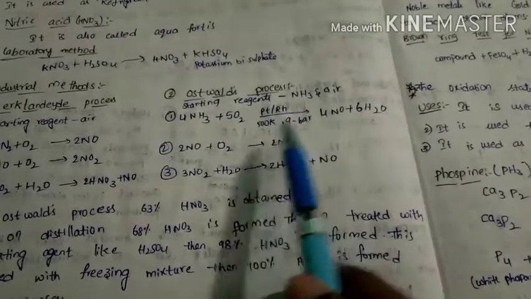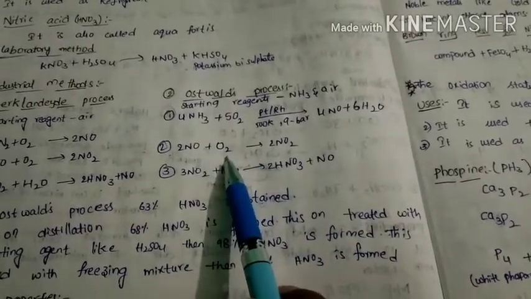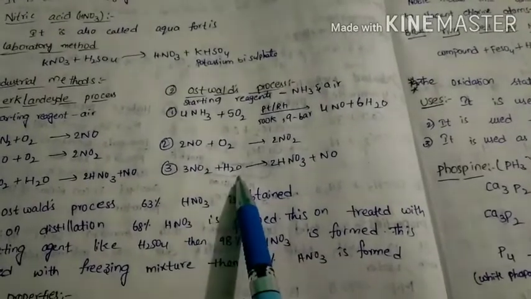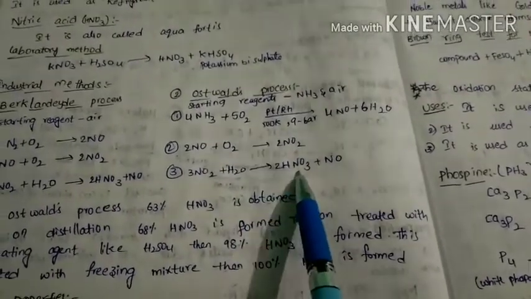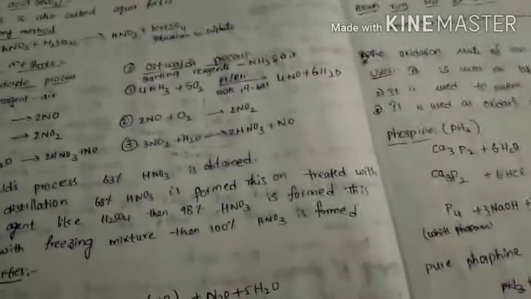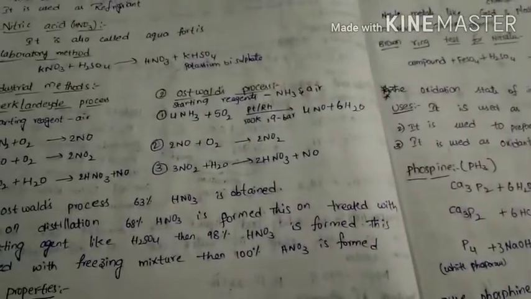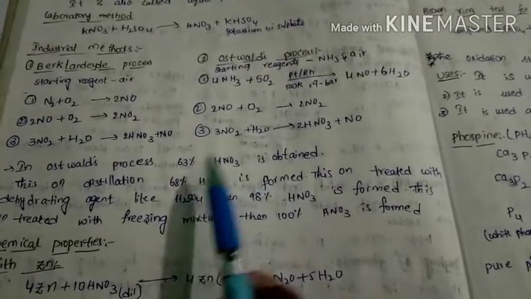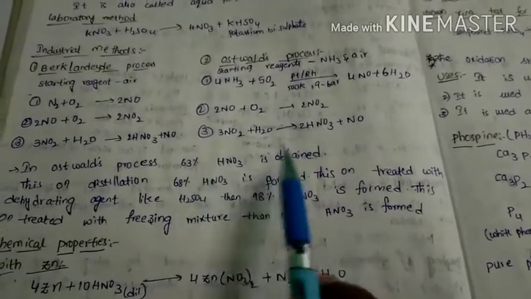When this nitric oxide reacts with oxygen, then we get nitrogen dioxide. Again this nitrogen dioxide reacts with water, then finally we get HNO3. So these are the steps involved in Ostwald process. From this process we get 63% HNO3. That means rest of the part is water.